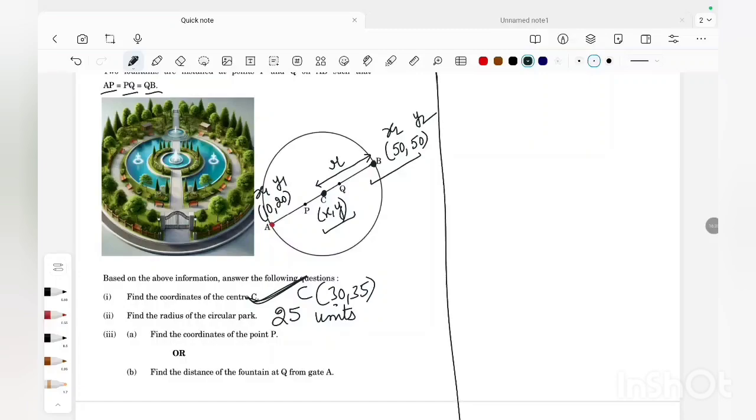Now we will solve the third part, A and B, both the questions. Find the coordinates of P. How will we be able to find it?